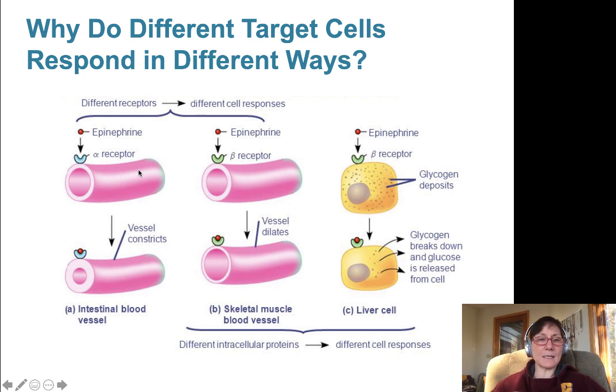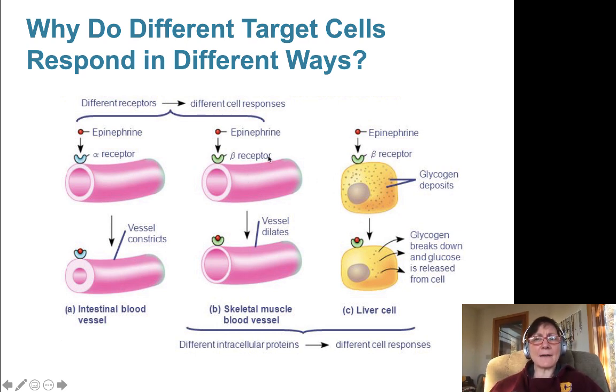So we're talking about the same kind of tissues, okay? So these are going to be smooth muscles, but maybe these smooth muscles are intestinal blood vessels, and this is skeletal muscle, okay? A skeletal muscle blood vessel. So when epinephrine, the very same molecule, hits the alpha receptor, that's going to cause this vessel to constrict. But when it hits a beta receptor, that's going to cause this vessel to dilate. So a very different response with the very same chemical, okay, with the very same molecule.